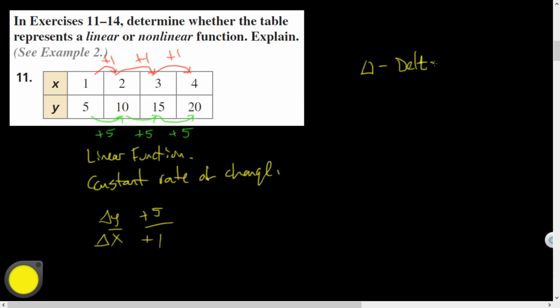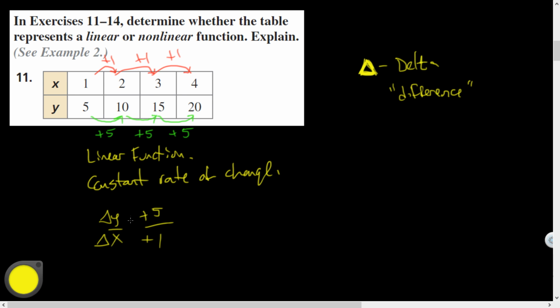Delta is the Greek letter D, and so yeah, that's not a very good triangle. Here we go, a little better. And so you can think of D for the word difference.